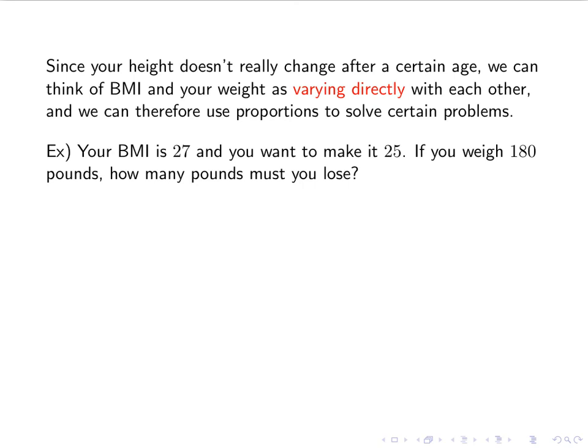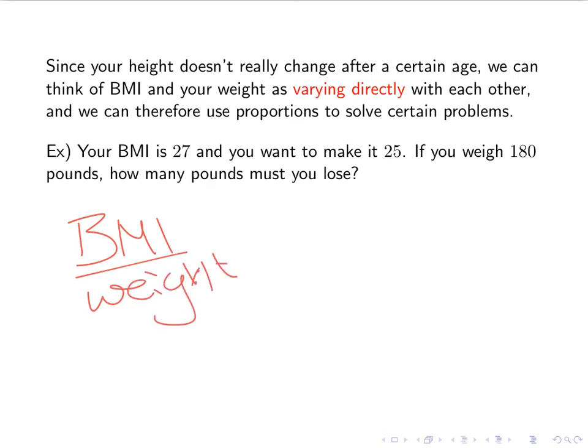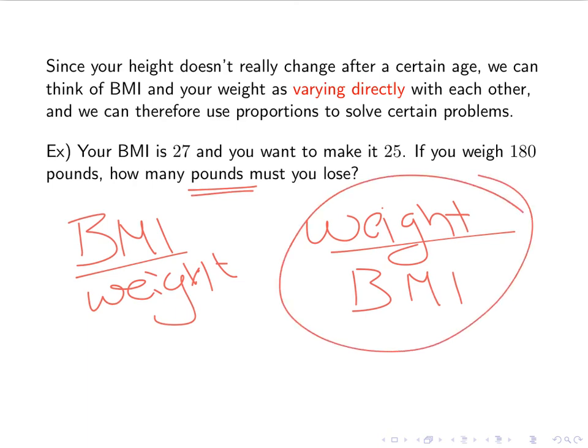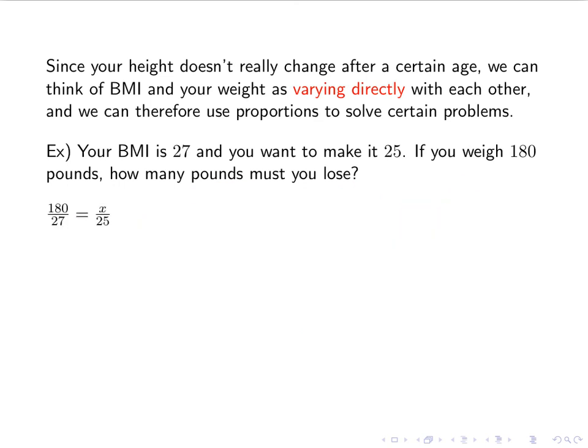So again, BMI and weight vary directly. So I can look at BMI over weight, or I can go the other way and do weight over BMI. The order doesn't matter as long as on either side of the equation it's the same order. So I'm going to look at which am I solving for. I'm solving for pounds, so I'm going to use the version with the weight on top. So my first equation is I weigh 180 pounds and the BMI is 27. So that's my first side of my proportion.